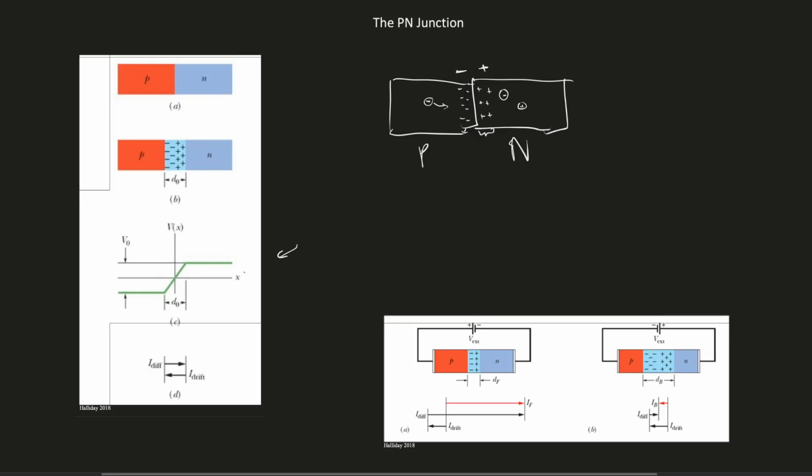So that's what happens when we form a p-n junction. The interesting thing is not so much the fact that it takes place, but what then happens if we put a p-n junction in a circuit. And I'm going to show you one interesting example. You can look up other examples.